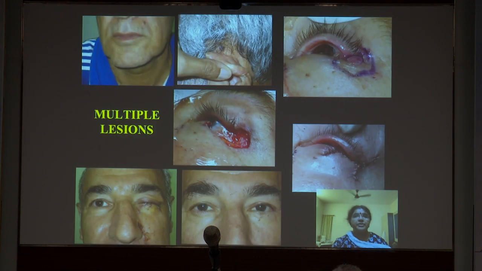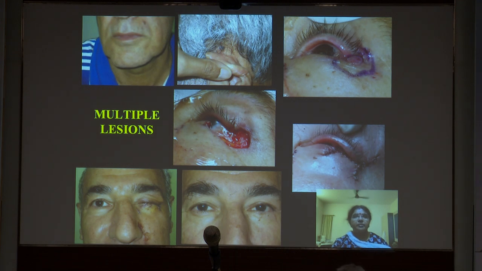Now, some patients can have multiple lesions in the skin, nasal area. You have to be very careful and carefully remove them. And for the eyelid tumors, this is again an excision under frozen section control, and a modified Hughes flap was done to reconstruct.